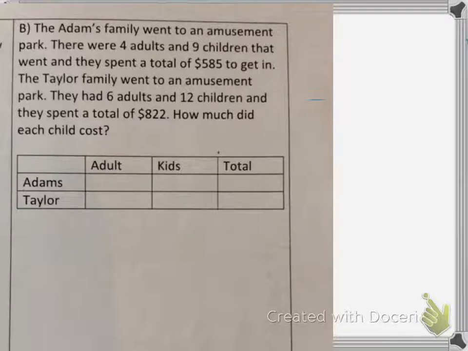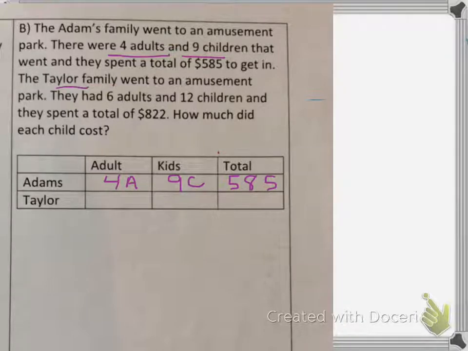So here we go. The Addams family went to an amusement park. There were 4 adults and 9 children. So I'm going to fill that out on my chart. 4 adults and 9 children. So I actually put kids down here, children up there, it's all right. But I'm going to put an A next to this to remind myself it's adults. I'm going to put a C next to this to remind myself that it's children or kids. Okay. They spent a total of $585.